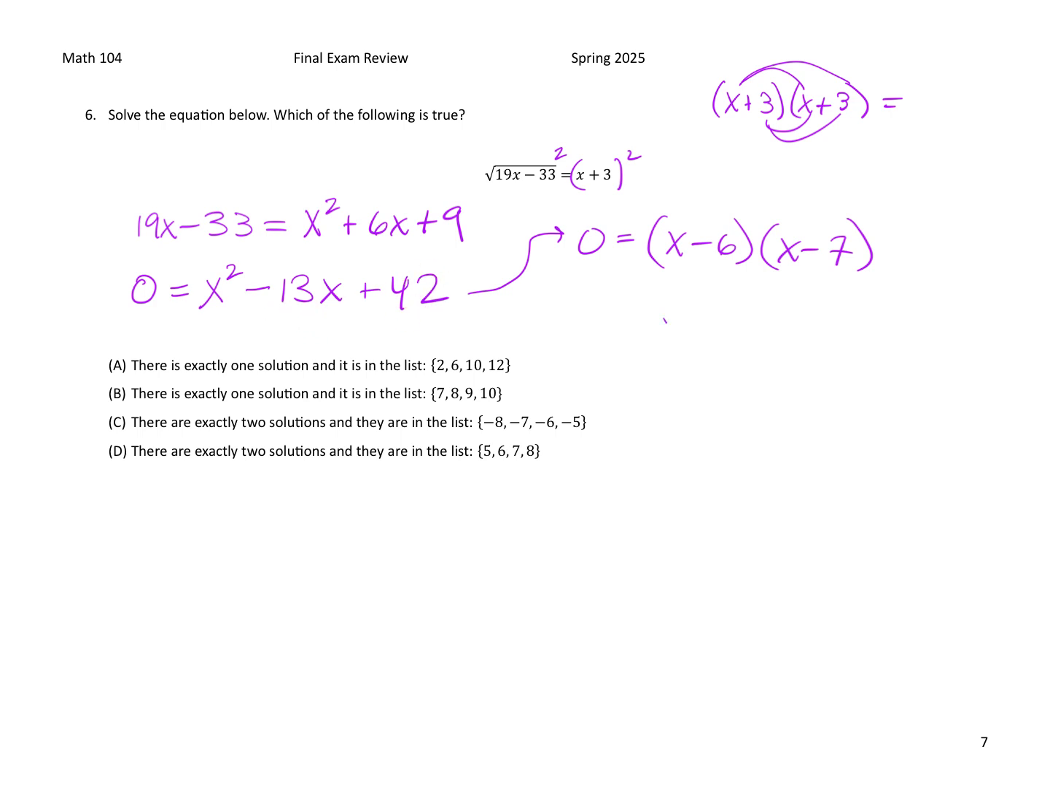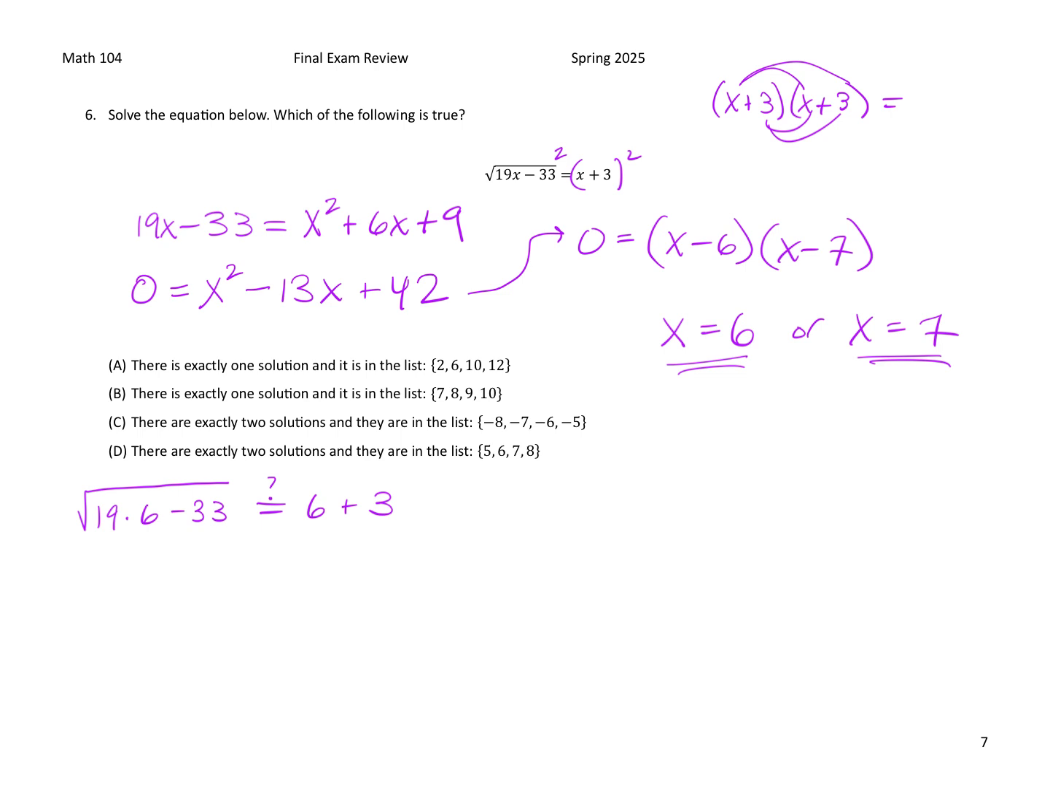So that means I have two possible solutions, x equals 6 or x equals 7, but I need to double check them because this is a radical equation and sometimes you get extraneous solutions. So let's check x equals 6. So I'm going to do the square root of 19 times 6 minus 33. And I want to check, does that equal 6 plus 3?